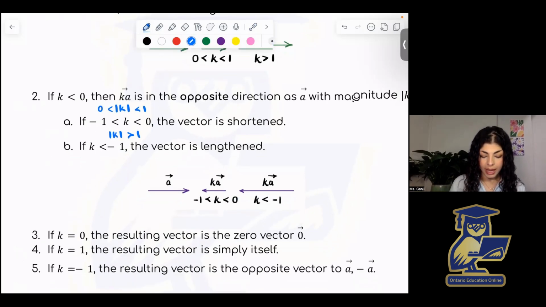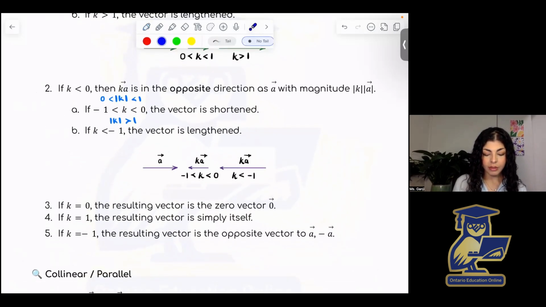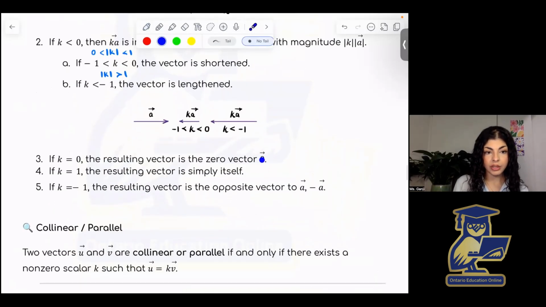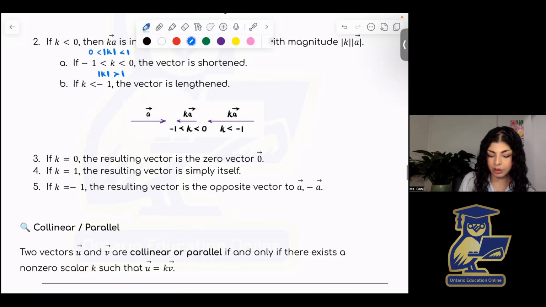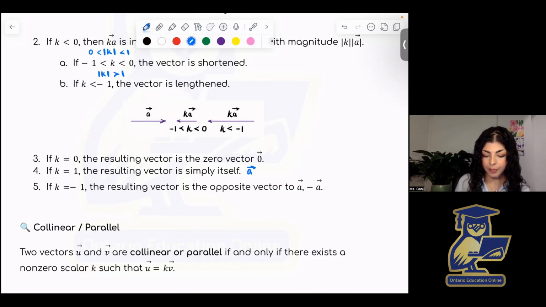Also, if k is 0, then the resulting vector is just the 0 vector. If k is 1, then the resulting vector is just itself, the original vector we started with, so just a. And if k is -1, the resulting vector is the opposite vector to a.